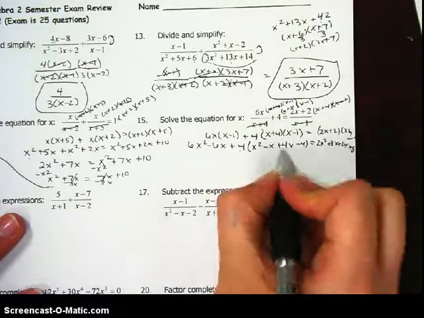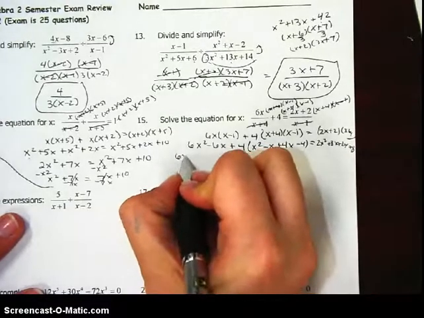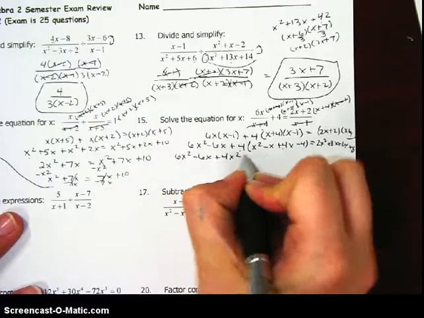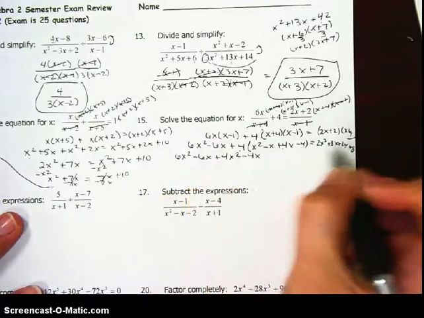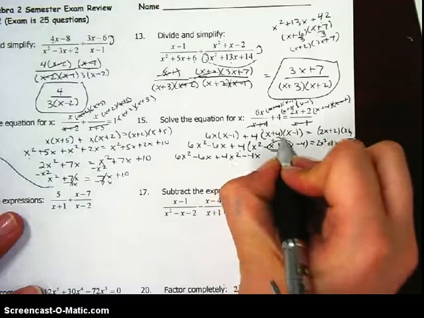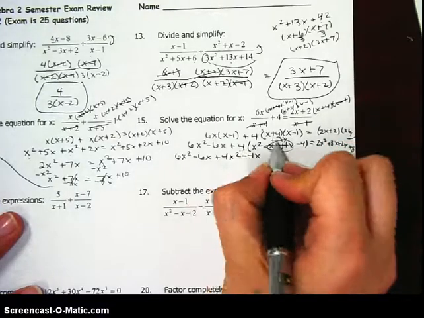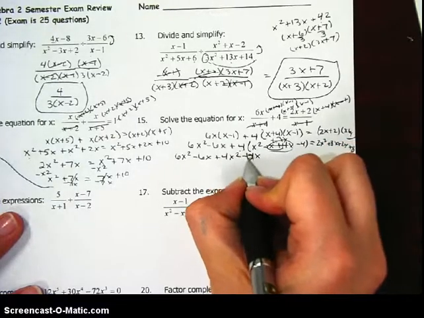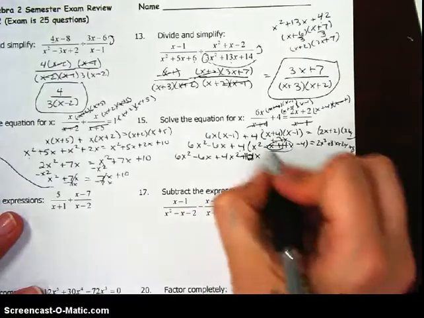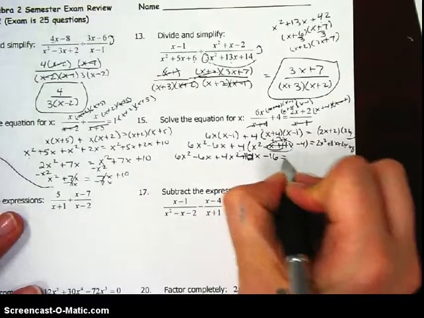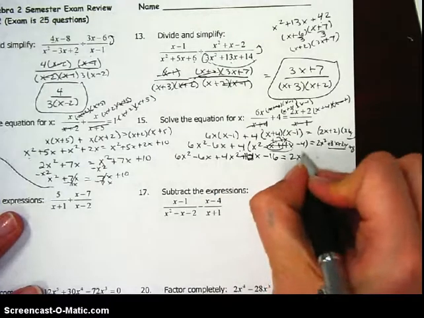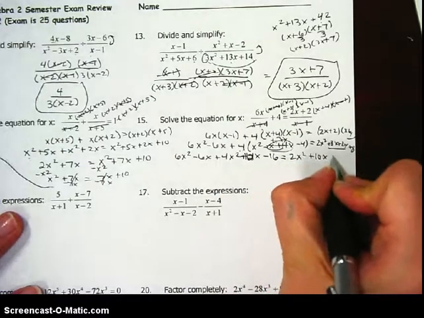And so then we still need to distribute this 4. So we've got 6x squared minus 6x plus 4x squared minus 4x. This in here combines to be 3x, so plus 3x. So 4 times 3x will be 12x plus 12x. Minus 16 equals, over here, 8x and 2x, so give me 10x, so 2x squared plus 10x plus 8.